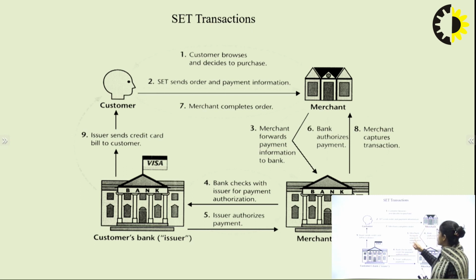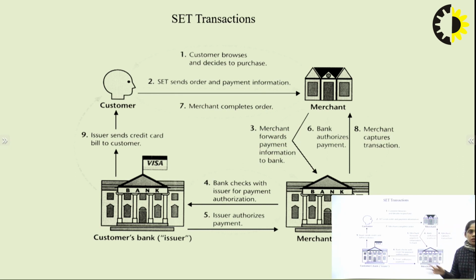Then the merchant forwards the payment information to the bank. You can see over here, it is sending the payment information to the bank. This is the merchant's bank. Then the bank checks with the issuer for the payment authorization. Once it is sent, the issuer authorizes the payments. Then it will again send back, the bank authorizes the payment. Once the bank authorizes the payment, the merchant completes the order and captures the transaction, and finally the issuer sends the credit card bill to the customer.